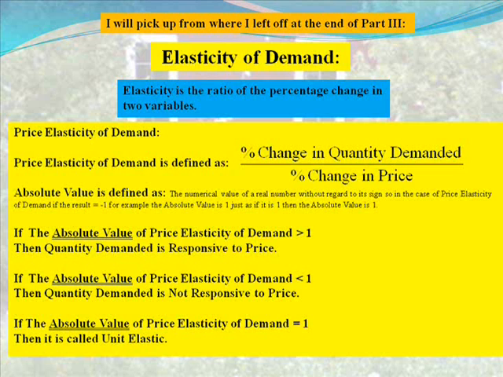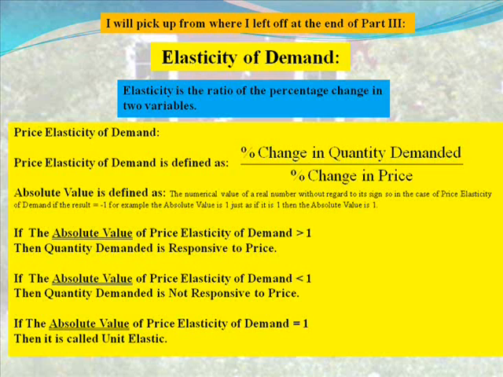Absolute value is defined as the numerical value of a real number without regard to its sign. So in the case of price elasticity of demand, if the result equals -1, for example, the absolute value is 1, just as if it is 1, then the absolute value is 1.